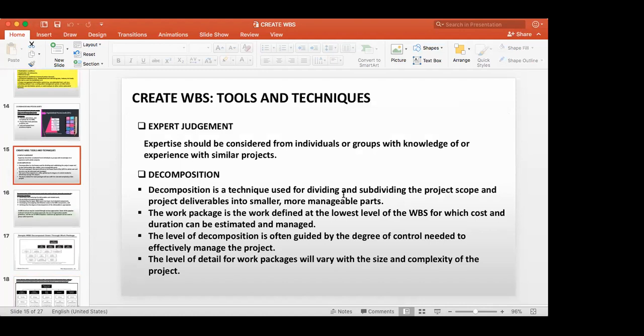Decomposition is a technique used for subdividing the project scope and project deliverables into smaller, more manageable parts. The work package is the work defined at the lowest level.